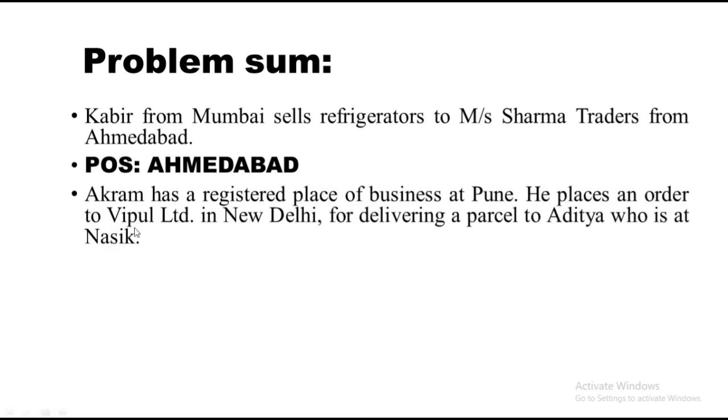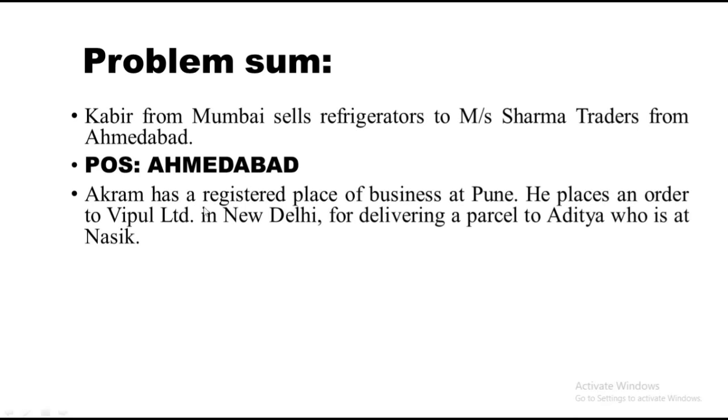He places an order to Vipul in New Delhi for delivering a parcel to Aditya who is at Nasik. Again, here there are three people: we have the supplier, we have a person who had placed an order, and we have the recipient. In that case, the person who has placed the order becomes the third person, and as per the rule of the third person, the place of supply will be the third person's place.